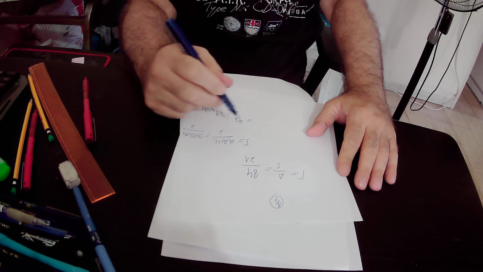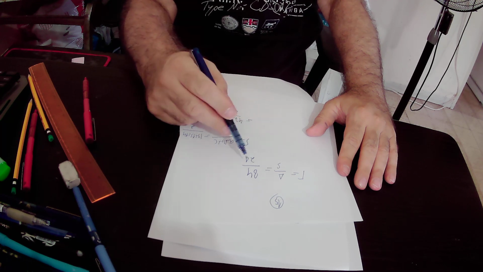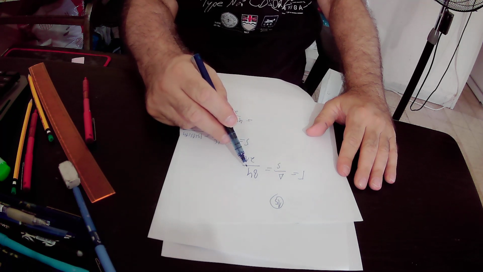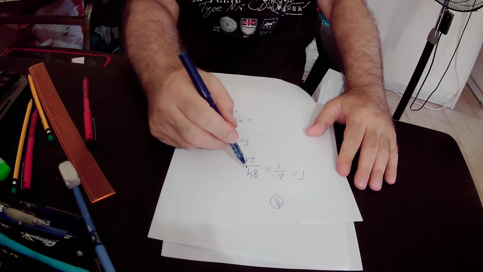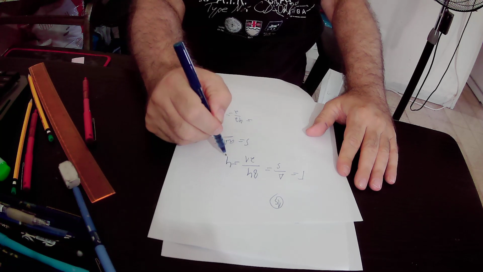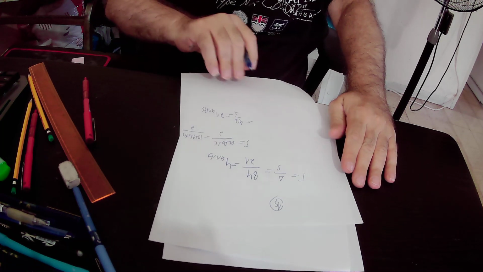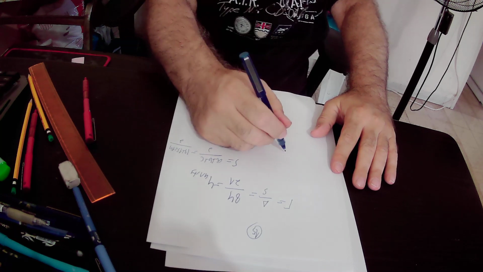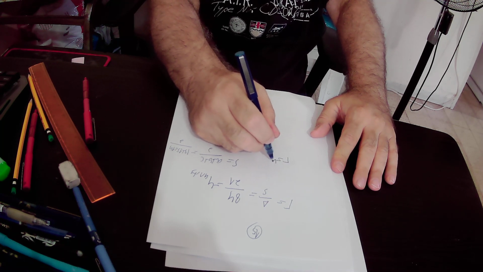Okay, so the semi-perimeter of triangle ABC is 21, and the area of triangle ABC is 84 square units. So 84 over 21 equals 4 units. So the radius of the circle is 4 units.